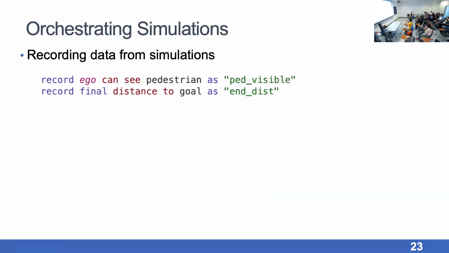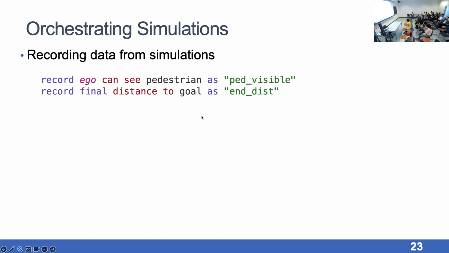Scenic also has various features to help you orchestrate simulations. So if you want to record data, we'll talk more about this later. But Scenic has a record statement, which lets you save the value of any Scenic expression at every time step. So here we're saying at each time step, save whether the ego can see the pedestrian or not as this record called head visible. And when the simulation is done, Scenic will return to you a little object which packages up all this data. You'll see that this afternoon.